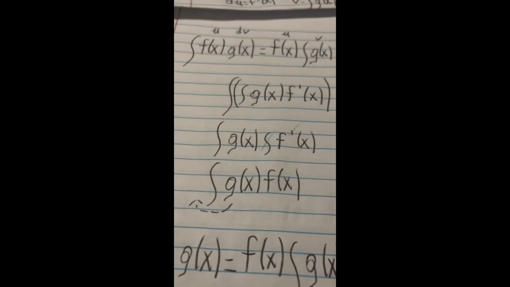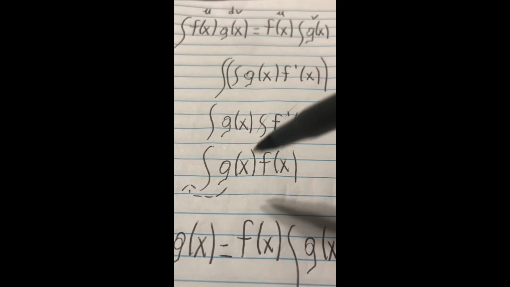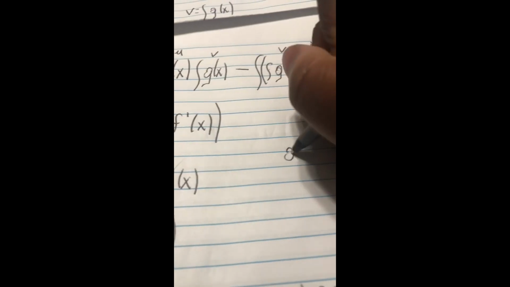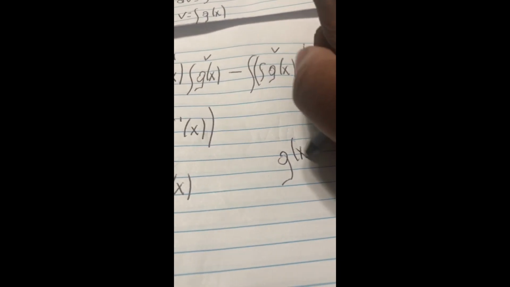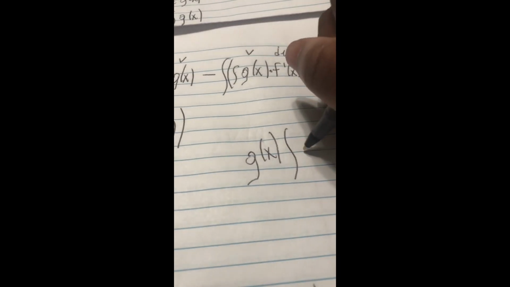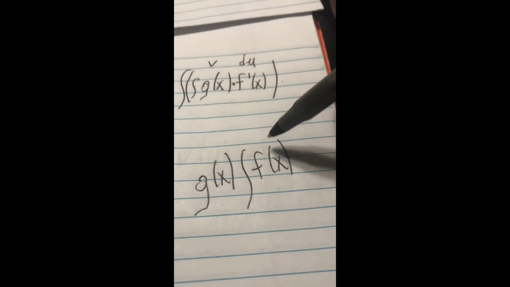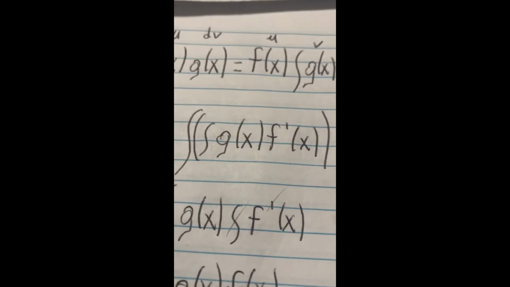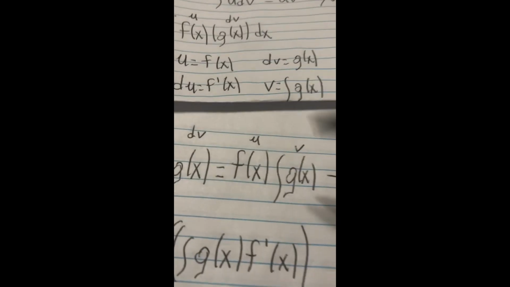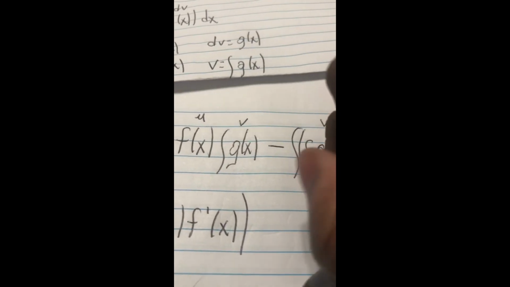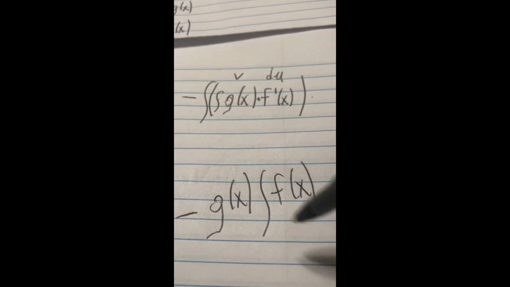Now I'm going to use that constant multiple rule again, and basically make it g of x and then integral of f of x. Remember that the prime went away when it canceled with the antiderivative. So we're just left with the g of x, f of x. Now we're going to pull back down that uv minus this g of x, f of x.